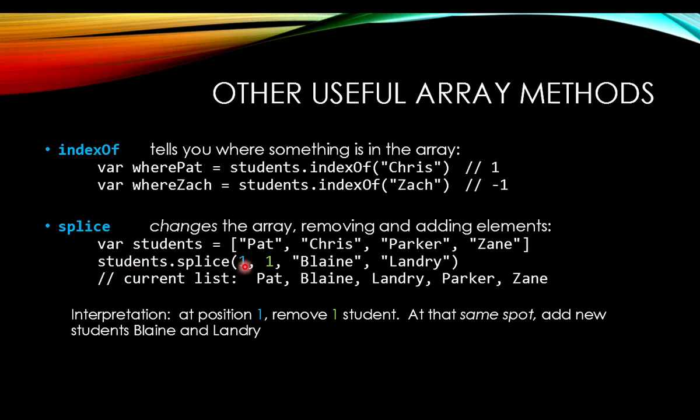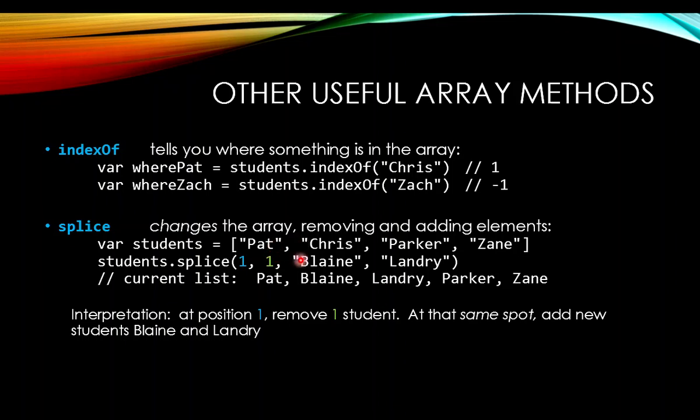This first thing says starting at position 1, and the next parameter says how many students to remove. So at position 1, remove one student. That's going to remove Chris from the list. So at this moment, if we stopped here and just put parentheses, we would end up with Pat, Parker, and Zane, because Chris would have been removed.